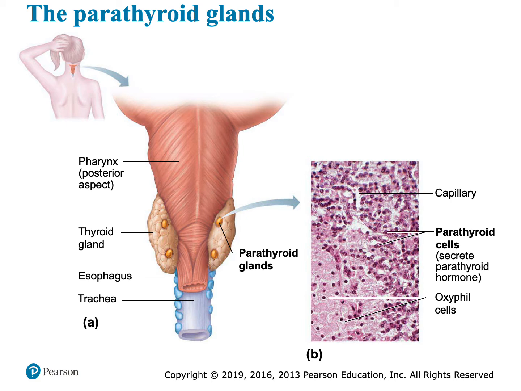So this is showing the posterior surface of what they look like. You do not need to know what the parathyroid gland looks like via histology. So I'll repeat that. You have to know the thyroid histology. You do not need to know the parathyroid histology.